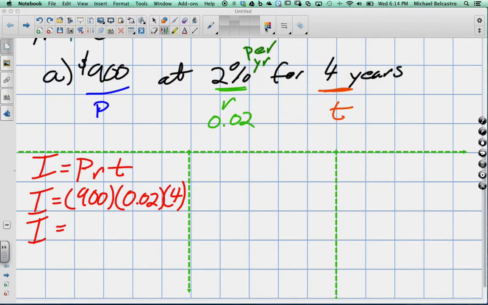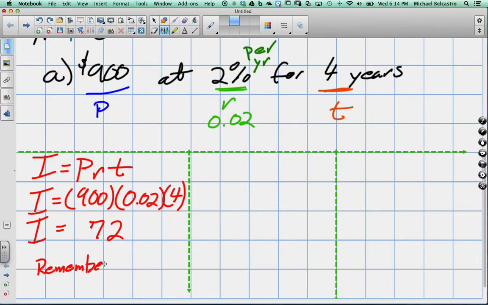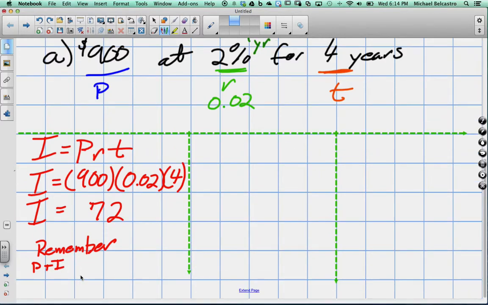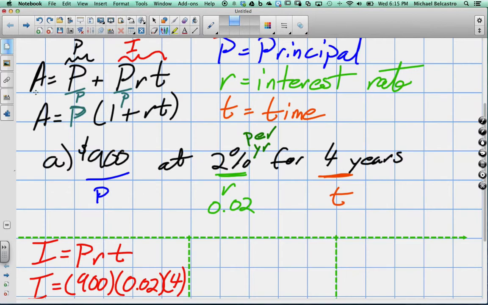So in other words, we've earned, and that's not how much is in the bank, that's just $72. Always it's in dollars. That's how much interest we've earned. So how much would be in the bank? 972. So in this style, we have to remember to take our principal and add our interest. So I take my 900 plus my 72, and that's how much money is in the bank, 972.